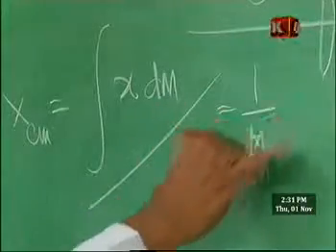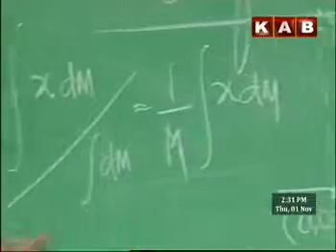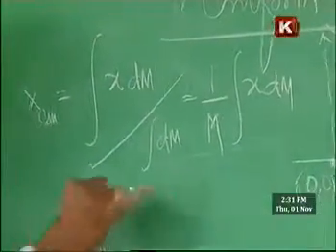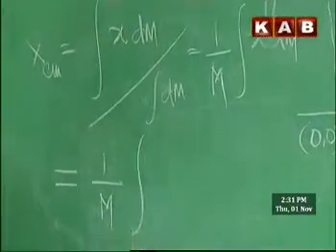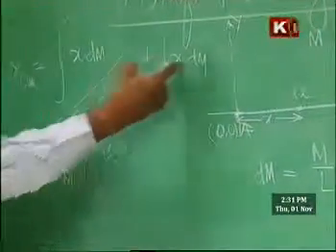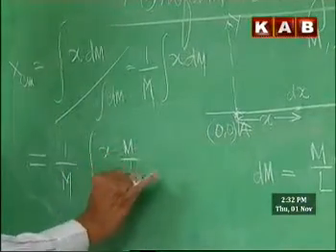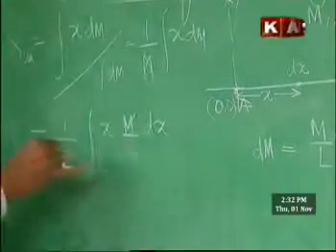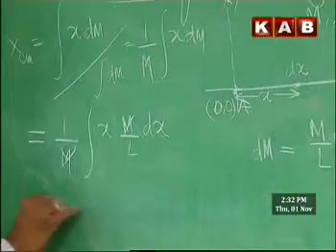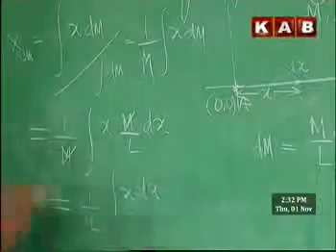x_cm equals 1 by m integral x dm. Substituting, what is x? x is the x coordinate of the element. What is dm? Already we have calculated it: m by L dx. m is a constant which can be taken out of the integral. So 1 by L integral x dx you will be getting.